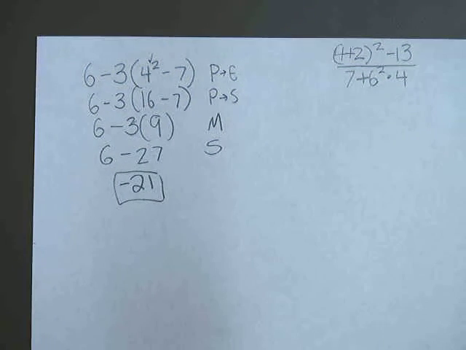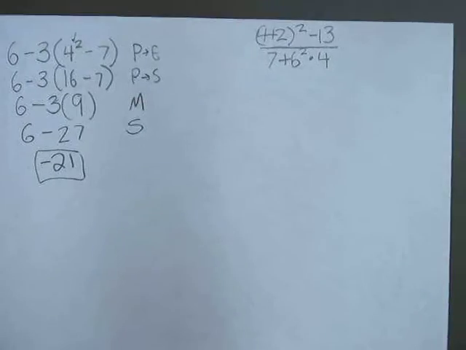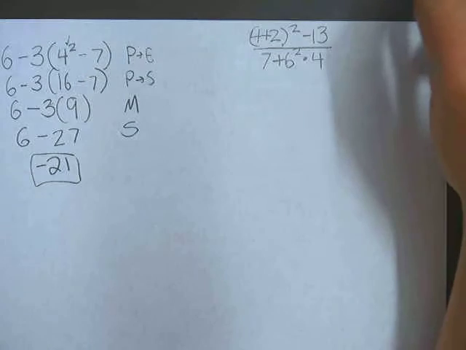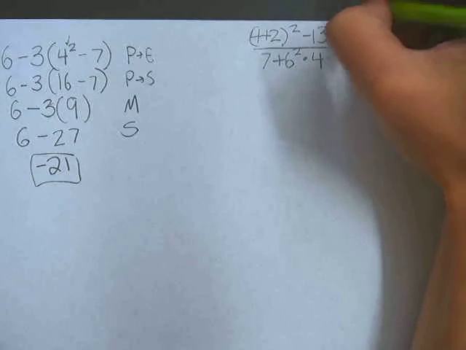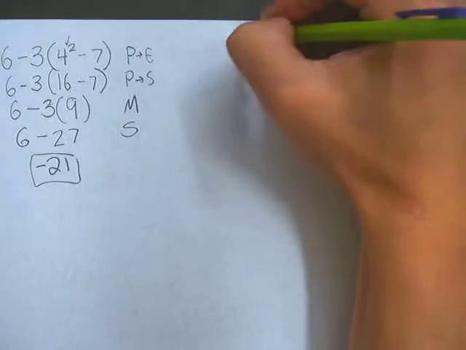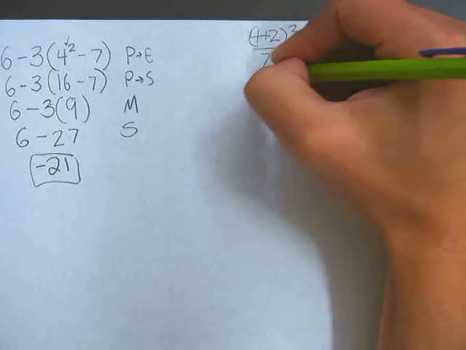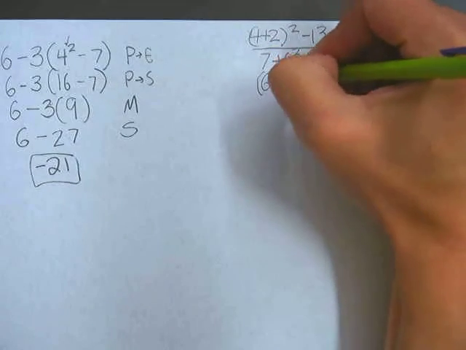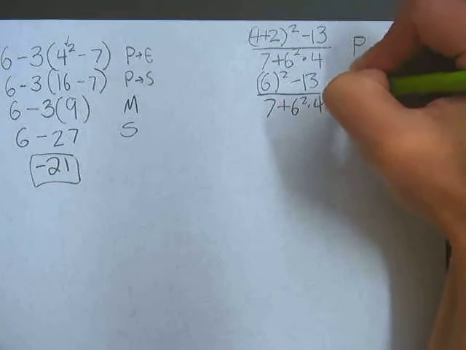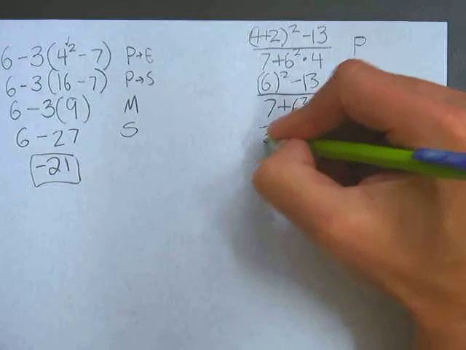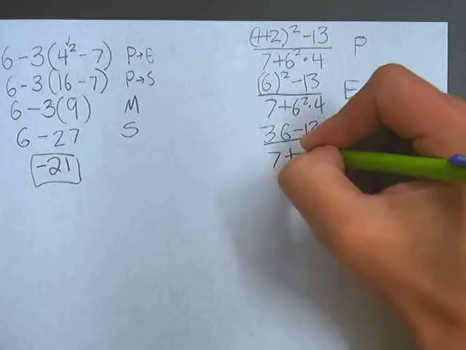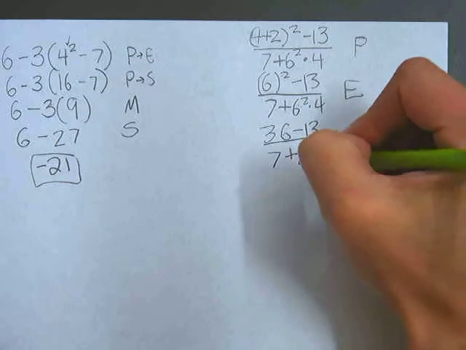Cool. Next one. We have a little bit harder problem here with a fraction going on. So remember, we have to solve the top and bottom first. So I'm going to resolve the parentheses first rather. So the parentheses here, 4 plus 2 is 6. Alright, now I'm going to get my exponents out of the way. I'm going to grab this guy and get 36 minus 13 over 7 plus this exponent, also 36, times 4.